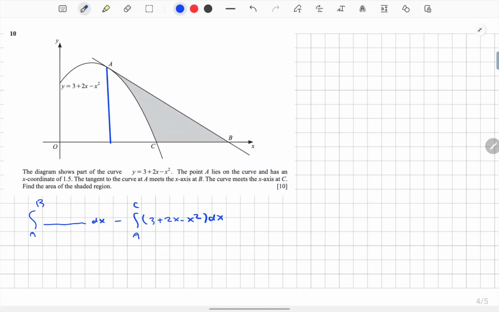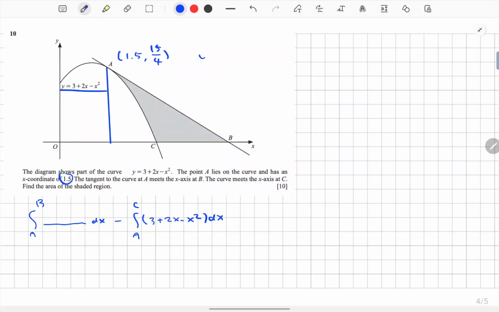So the question told us that the x coordinate of point A is 1.5. So this point is 1.5 and we don't know the y. We can find the y by plugging 1.5 into our quadratic function. This will give us the y. After doing that, we get that y equals 15 over 4.